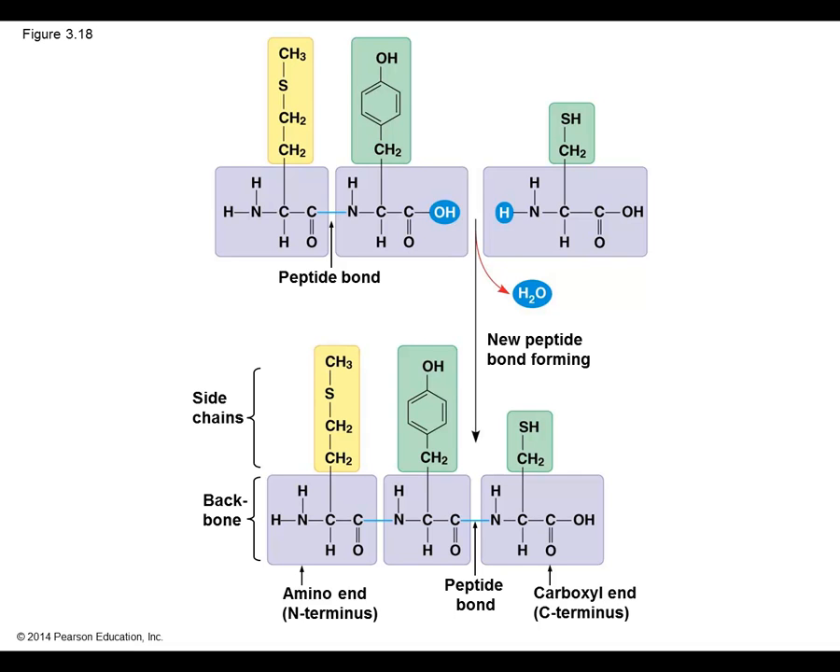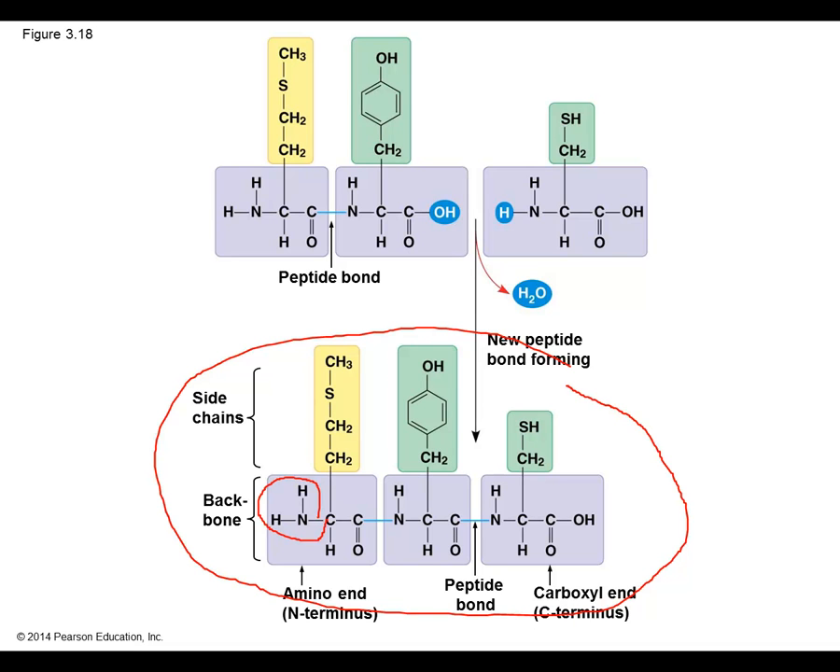So one end of this 3 amino acid chain has an amino terminus, N terminus, and it has a C terminus, carboxyl. Peptide bonds are formed by dehydration reaction, so you lose the water to form the new peptide bond. And the polypeptide has a repetitive backbone, purple, from which side chains extend.